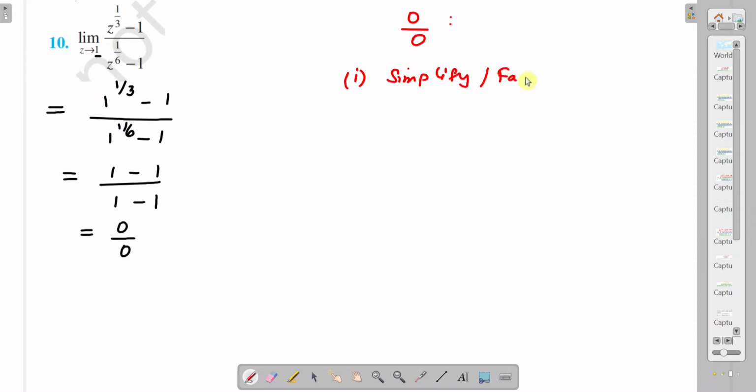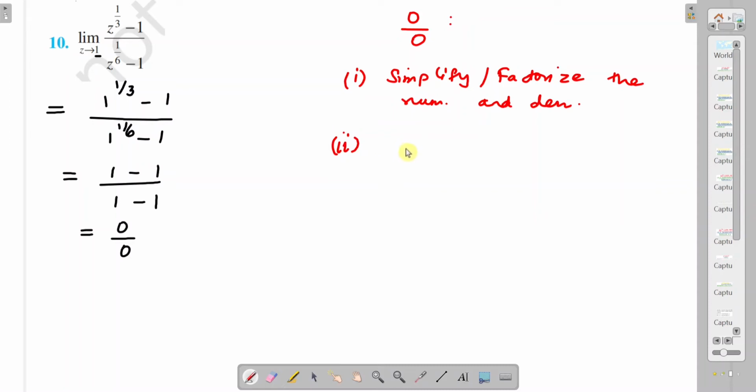Simplify or factorize the numerator and the denominator. But this won't help here, because the power of the polynomial is a fractional power for both numerator as well as the denominator. So here you have to do another thing, and that I am writing here.